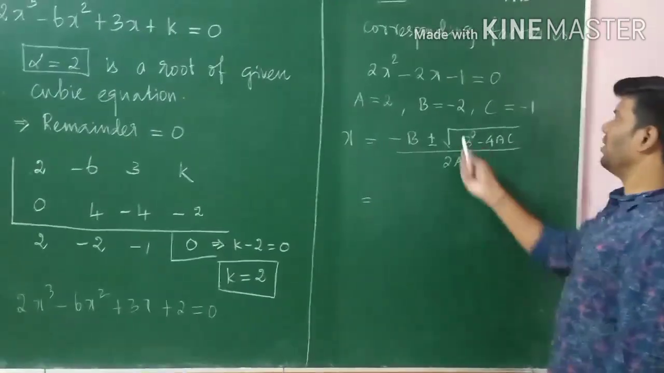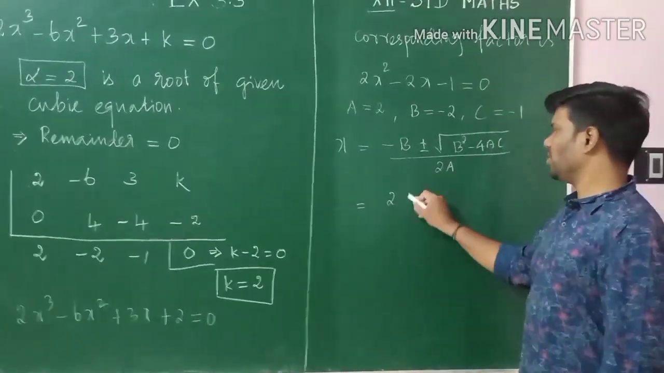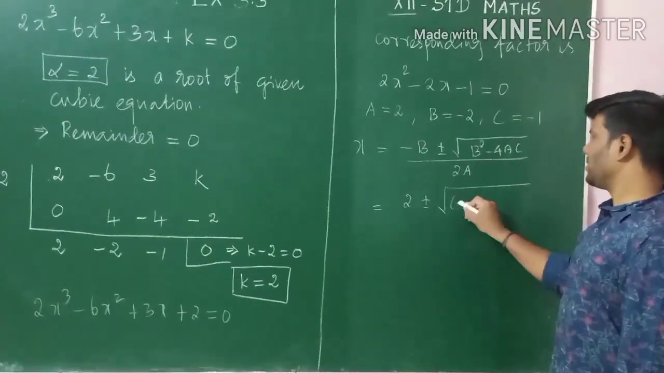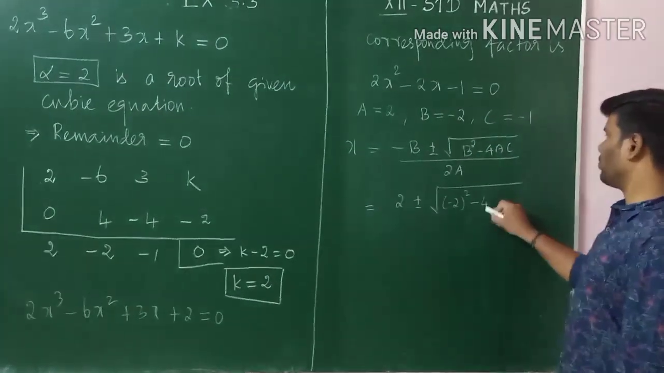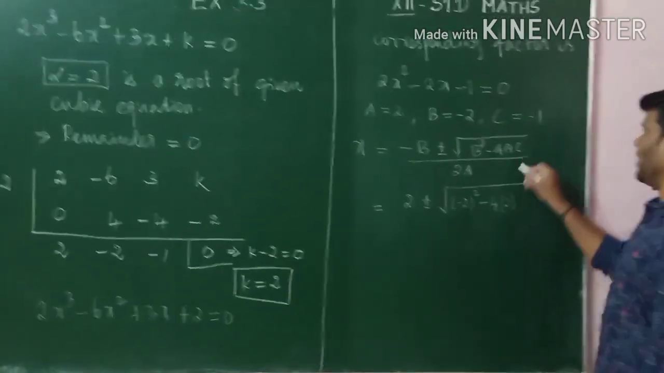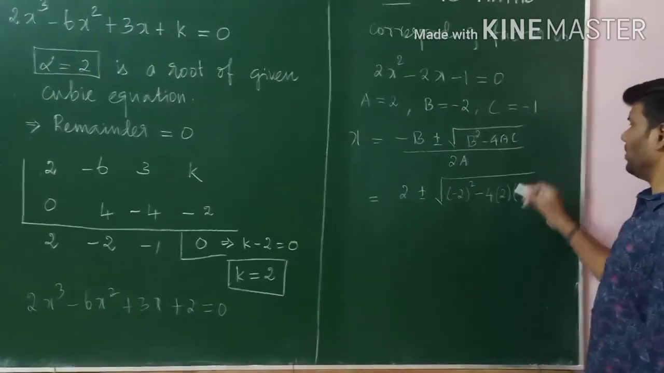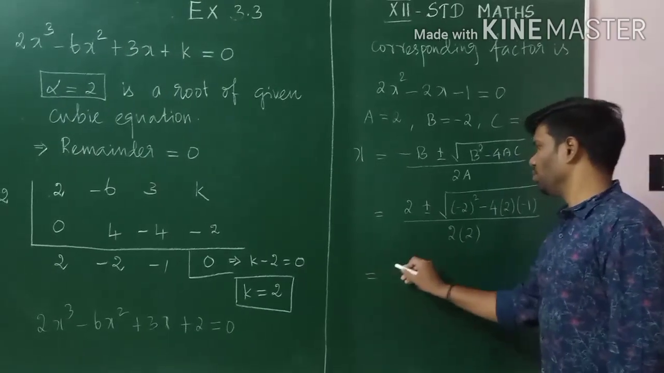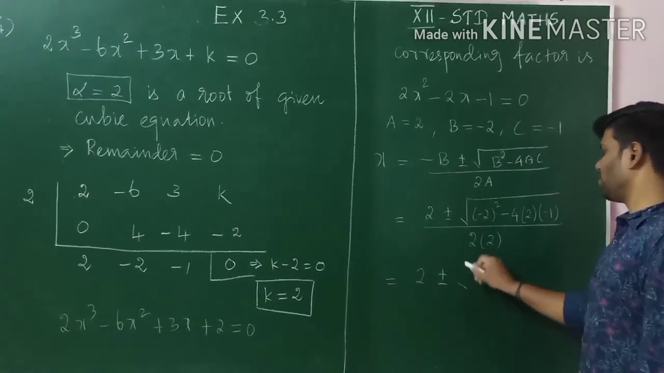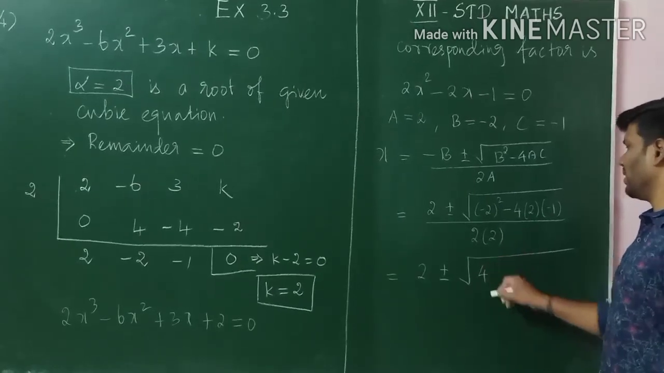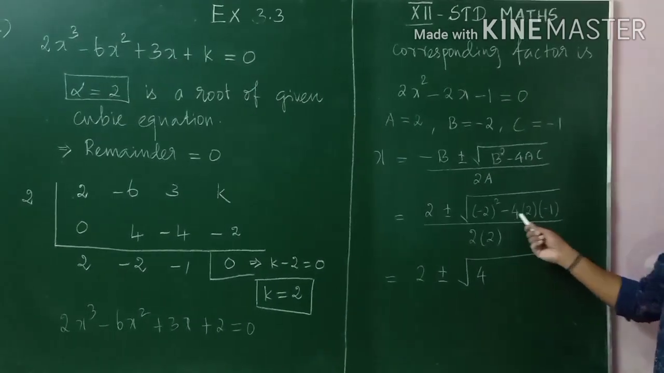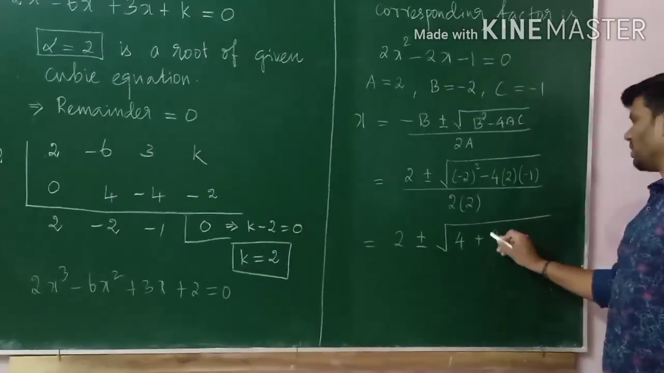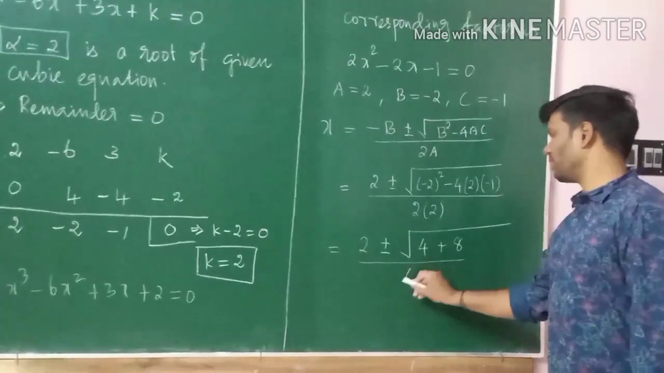So minus b, minus of minus 2, plus 2, plus or minus square root of b square, minus 2 square, minus 4 into a, 2, into c, minus 1, whole divided by 2a. So 2 into 2, 4. So 2 plus or minus square root of minus 2 square, 4, plus 4, minus into minus plus 4 2s are 8, by 4.